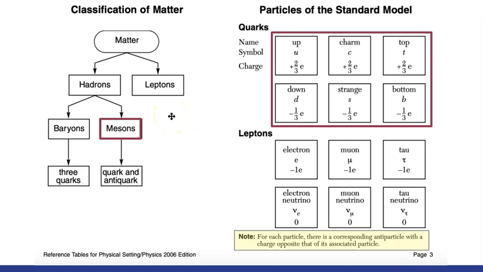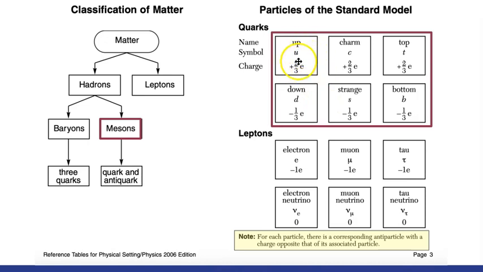You could also have a meson, and that is a little bit more tricky because it says it's made up of a quark and an antiquark. You have to see this tiny note down here that says for each particle, there is a corresponding antiparticle with a charge opposite that of its associated particle. So that means if I see an up quark, there also exists something called an anti-up quark. And instead of having a positive 2/3 charge, it has a negative 2/3 charge.